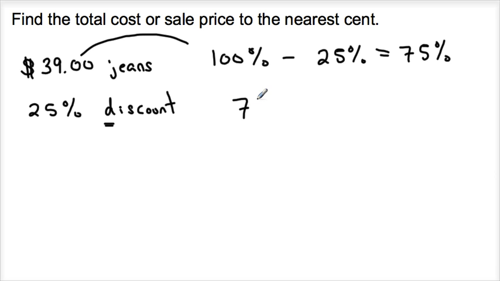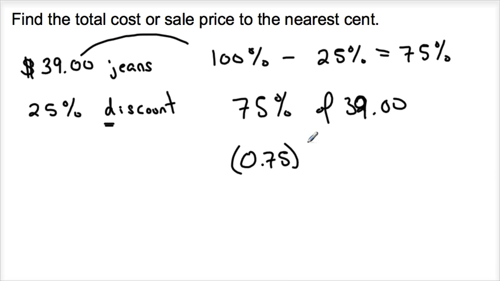So the question becomes, what is 75% of $39? And again, 0.75 times 39, and we should get the same answer of $29.25.